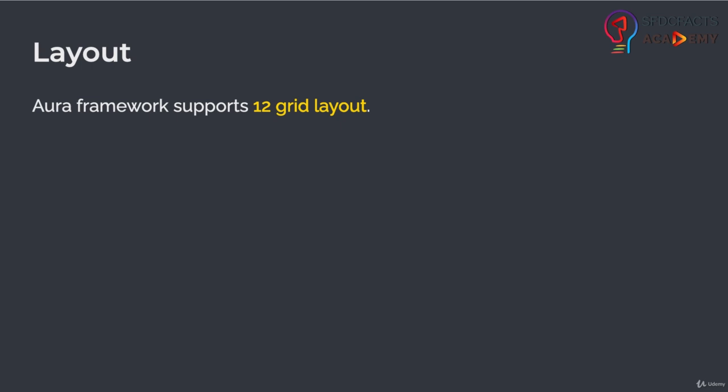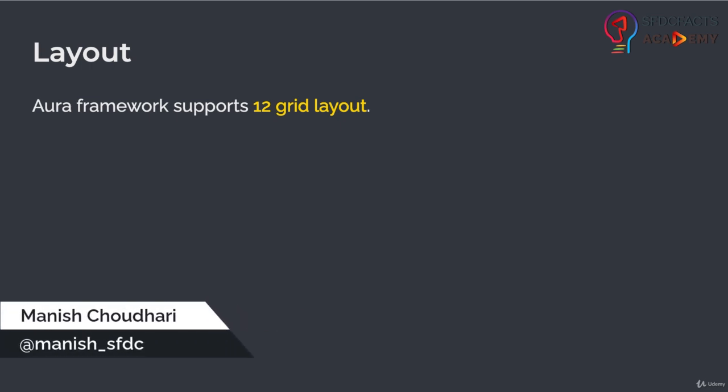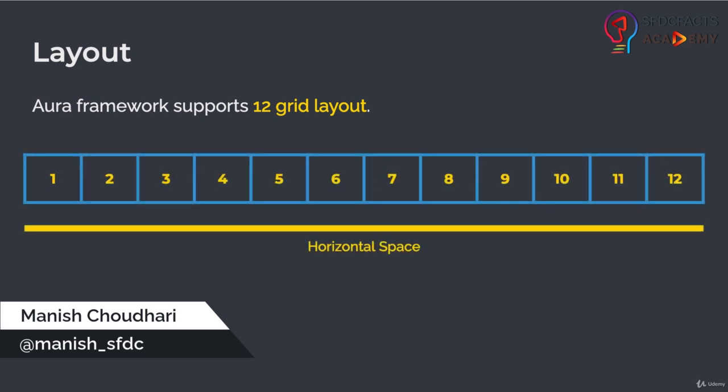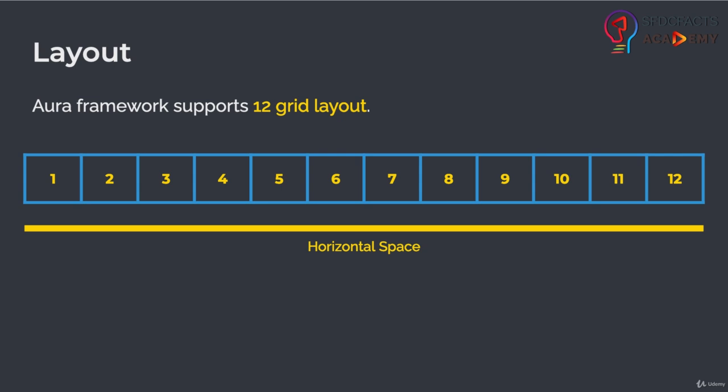The Aura framework, like any other modern framework out there, supports 12 grid layout. This means the framework divides your horizontal screen into 12 different grids. So it doesn't matter if you are viewing this web page in a desktop browser or in a mobile browser, the complete horizontal space will be divided into 12 grids. Now it's up to you, how do you want to fill these grids?